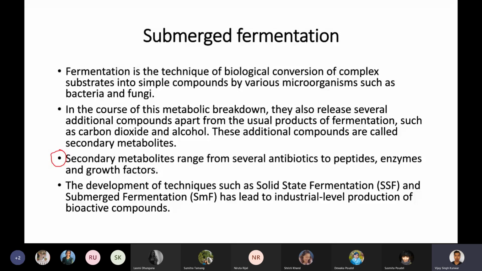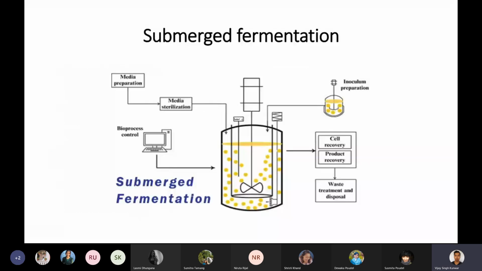The development of techniques such as solid state fermentation and submerged fermentation has led to industrial level production of these bioreactive compounds. This is the classical example of submerged fermentation. There is media preparation, then media sterilization, and you pour all those media into this tank.